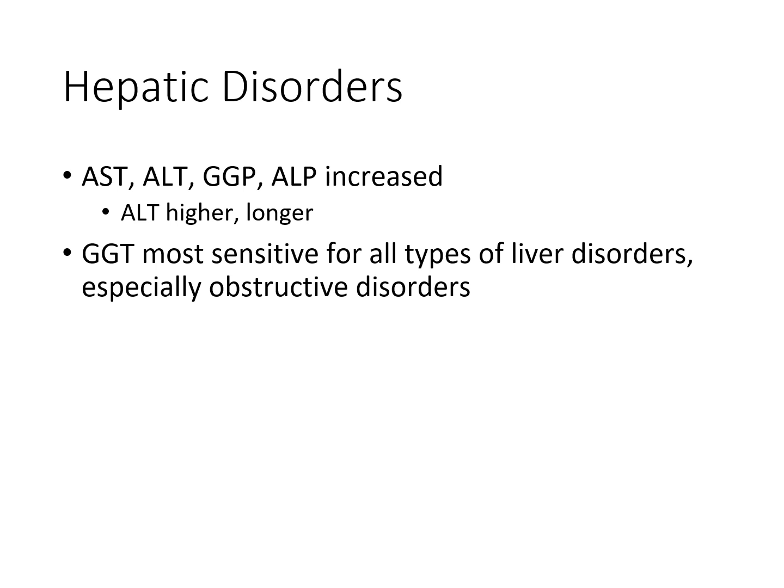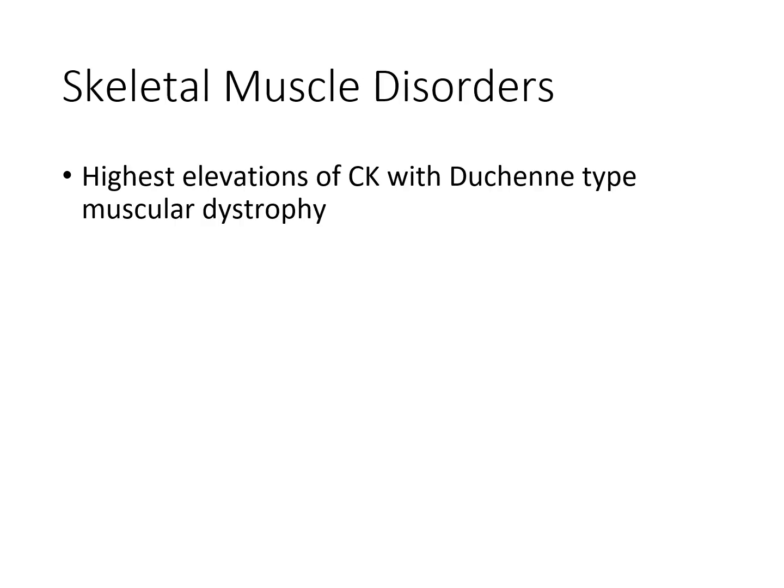Hepatic disorders and enzymes. So you'll have increased enzymes, your AST, ALT, GGT, and ALP. Your ALT will have higher levels and will remain elevated longer than your AST. GGT is going to be the most sensitive indicator for all types of liver disorders, but especially the obstructive disorders. Skeletal muscle disorders, it's going to be the highest elevations of the CK, or the creatine kinase, especially with Duchenne type muscular dystrophy.